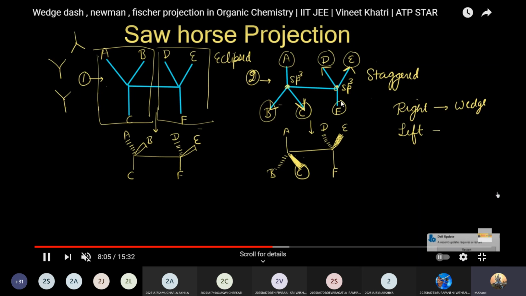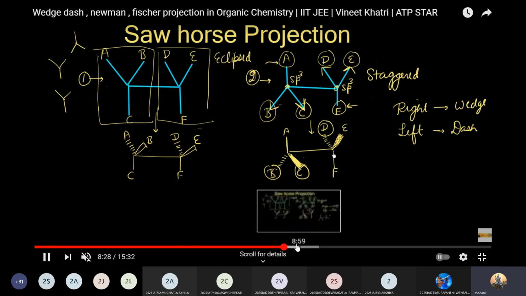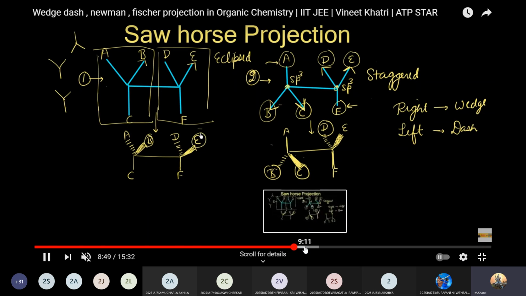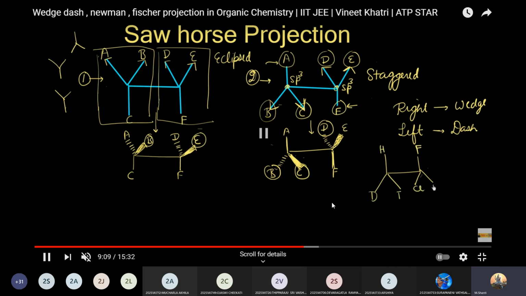And how about the A and F? These are two straight lines, not inclined either to the right or left, so these will remain in the plane. You just have to show them with solid straight lines. So we are not going to disturb the A and F substituents. You just have to write the wedge and dash projections for the right and left inclined substituents. I think I gave you one structure to be noted, right? This one, I think.